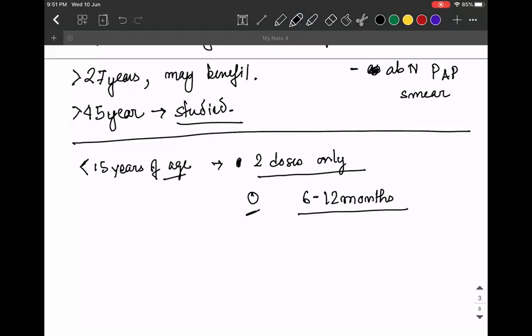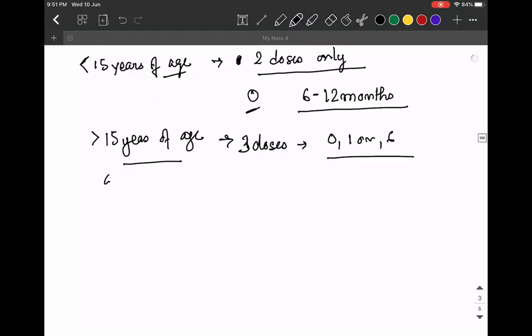All right. If the patient is more than 15 years of age, then they have to be given 3 doses. 2 doses don't work, and that should be 0, 1 or 2, and 6. For those who are immunocompromised, regardless of age, 3 doses.